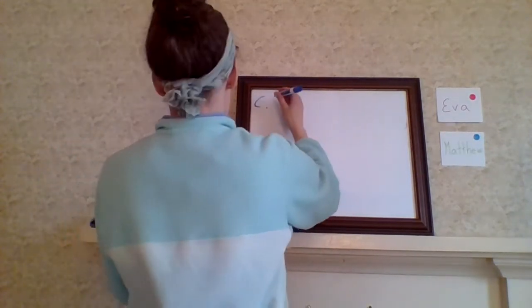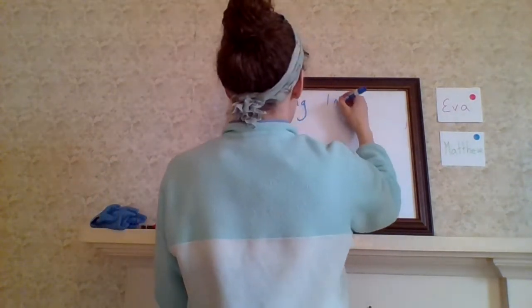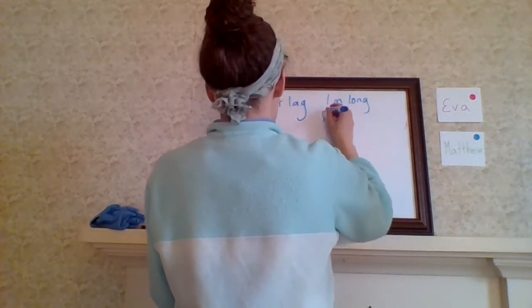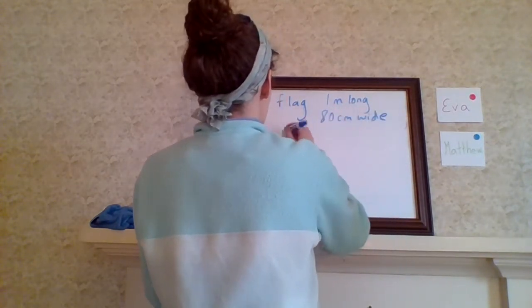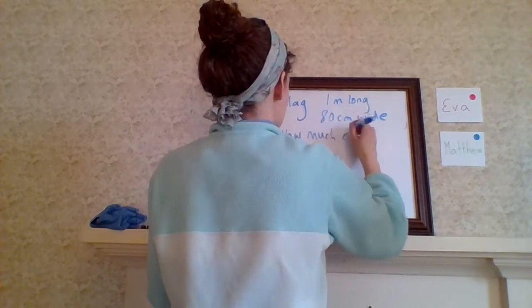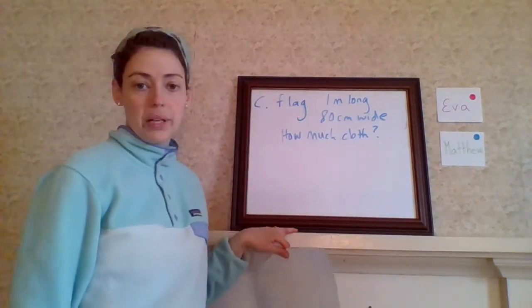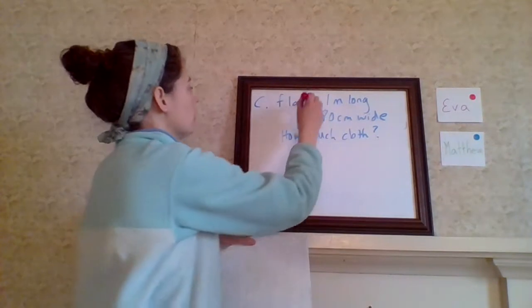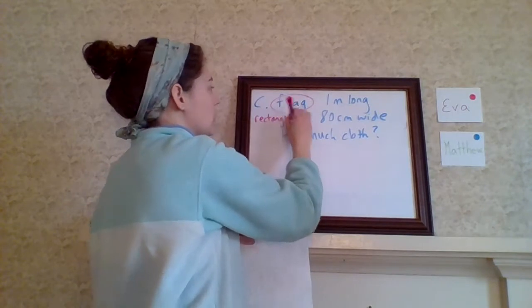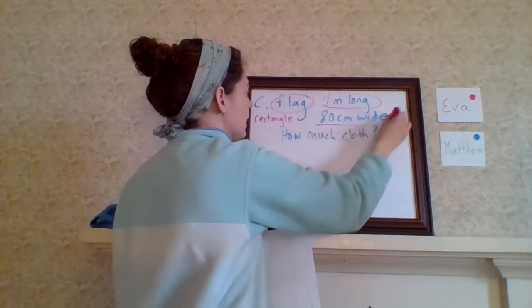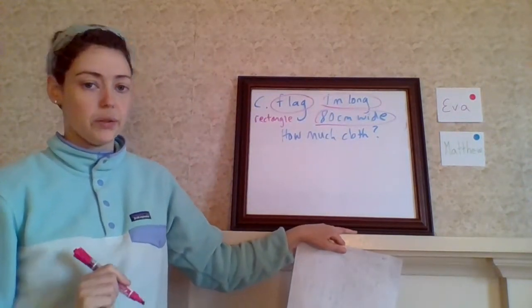Okay. So let's say we have a flag. We want to make a flag, and a flag needs to be 1 meter long and 80 centimeters wide. Okay, and how much cloth do we need? So let's look at this. What is our first step here? Well, we are going to circle what we know. We know it's a flag, which means that's a rectangle. We know it's 1 meter long, 80 centimeters wide. Okay, number 2, what do we not know that we would like to find out?